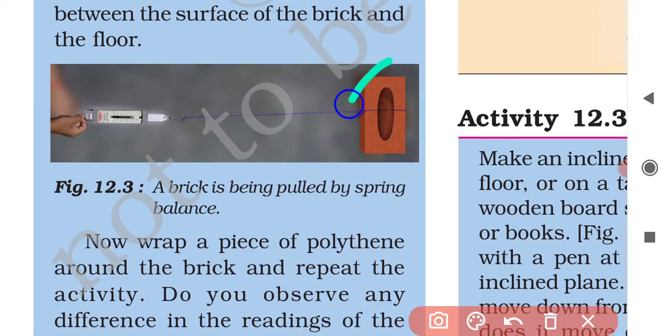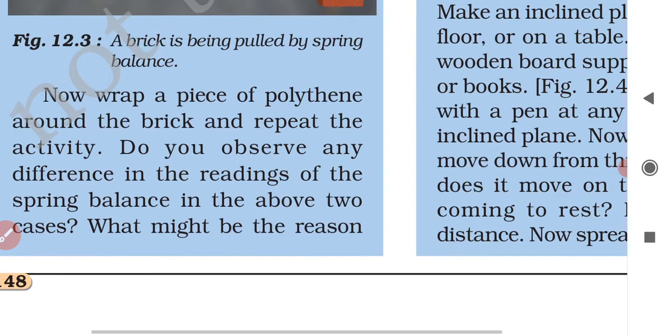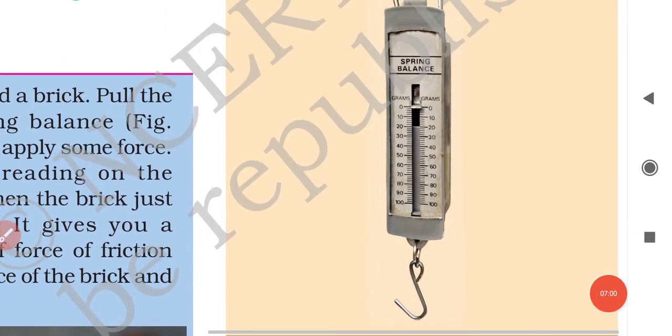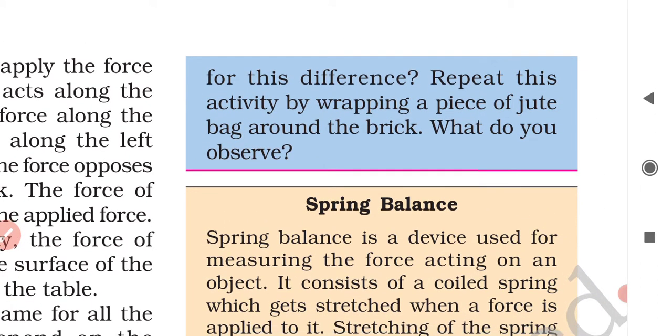If we cover this brick using a polythene bag, then it will make the surface of the brick smooth, due to which the friction between the floor and the brick decreases. Okay, so the reading here will get decreased. Clear? So what might be the reason? I've mentioned already that wrapping the polythene bag or the polythene sheet around the brick makes the surface of the brick smooth, due to which the friction with the floor decreases.